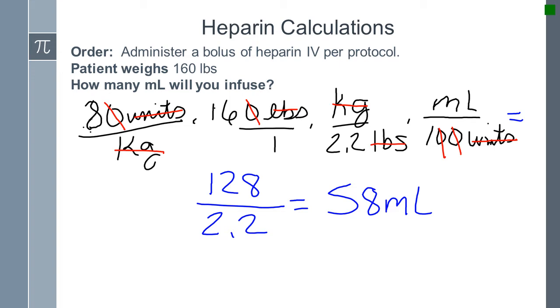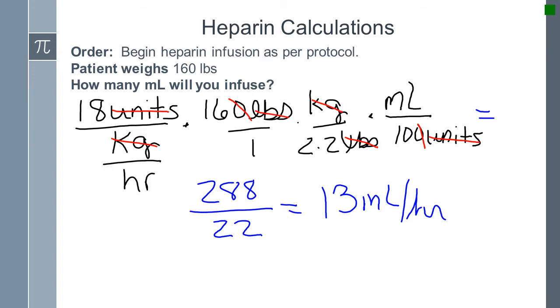So then on the top I have 80 times 16, and 80 times 16 is 128. We're going to divide that by what's on bottom: 1 times 2.2 times 1, which is 2.2. And so when you divide 128 by 2.2, you end up with 58.18181818. So our bolus is going to be 58 milliliters. So that's what we're going to give as our heparin bolus.